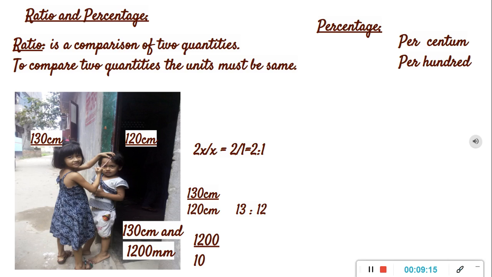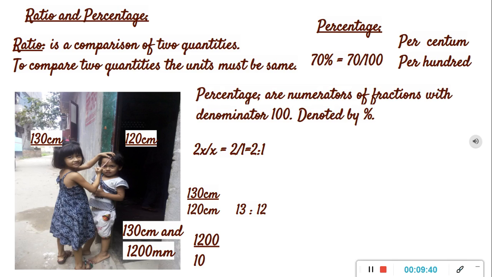Yeah, per 100. So you would have seen wherever we talk about percentage, you say that I scored 70% in maths. That means you scored 70 out of 100 in maths, isn't it? So that is what percentage means. Let us take an example. Before that, percentages are numerators of fractions with a denominator 100. That is called percentage. So that means the denominator is 100.